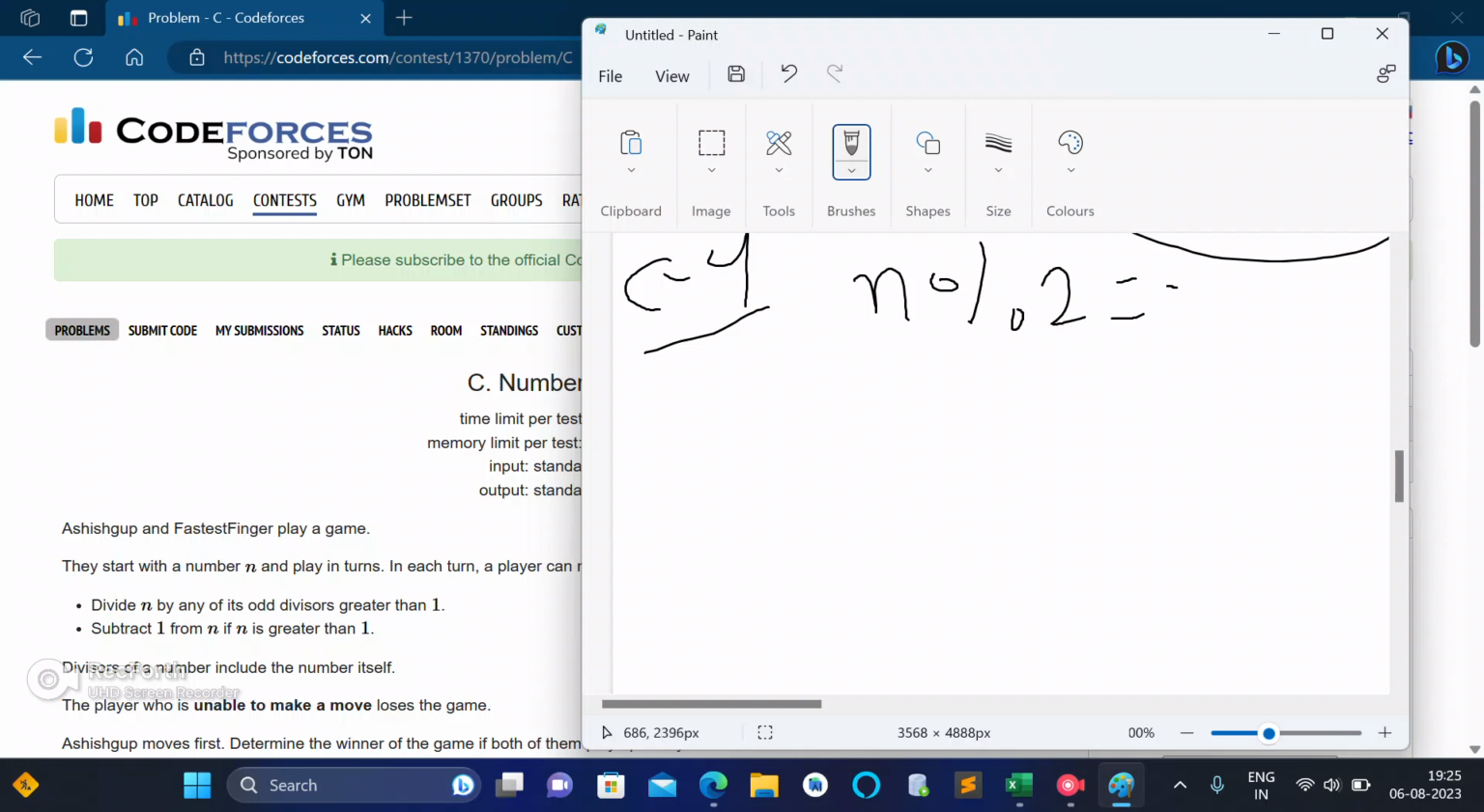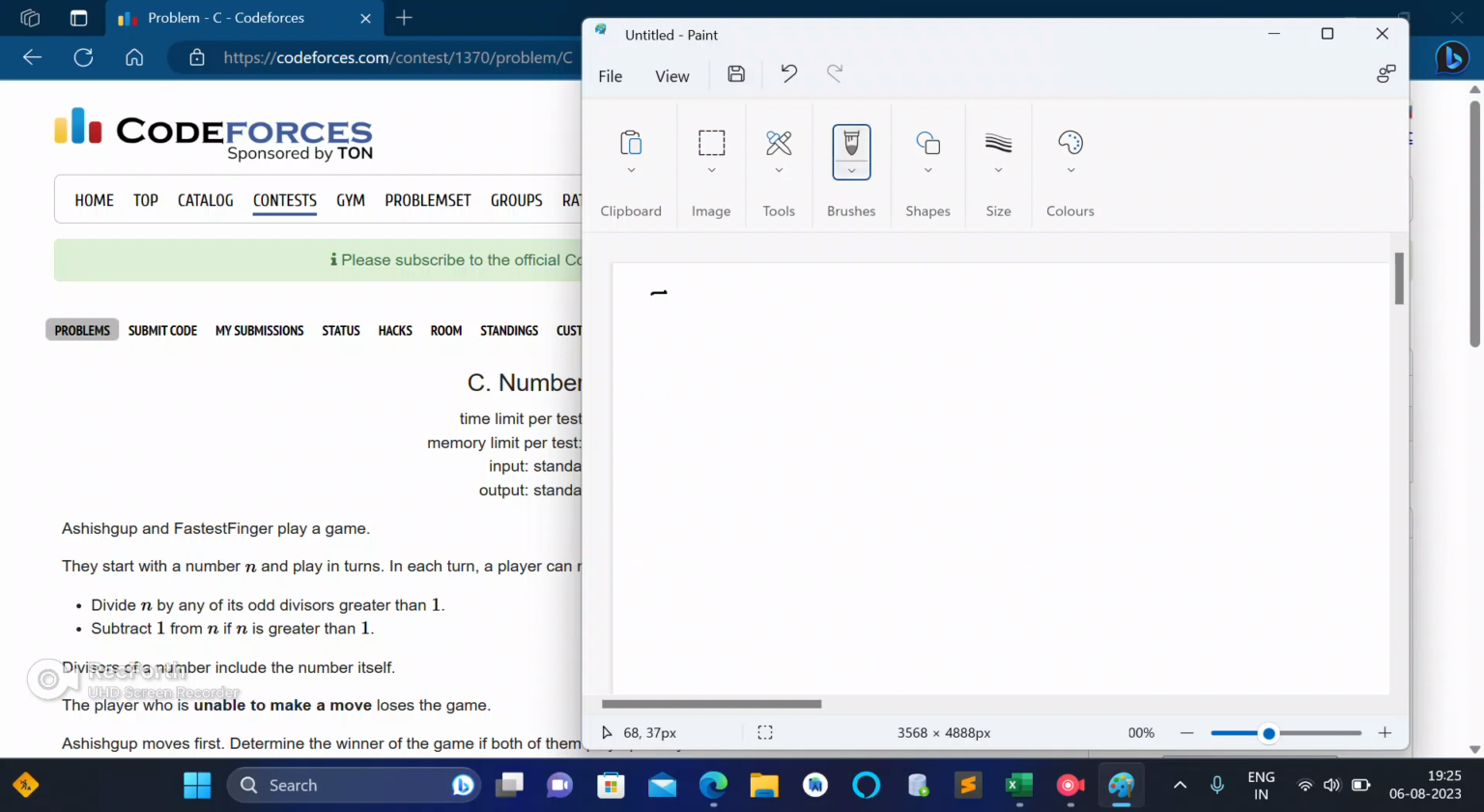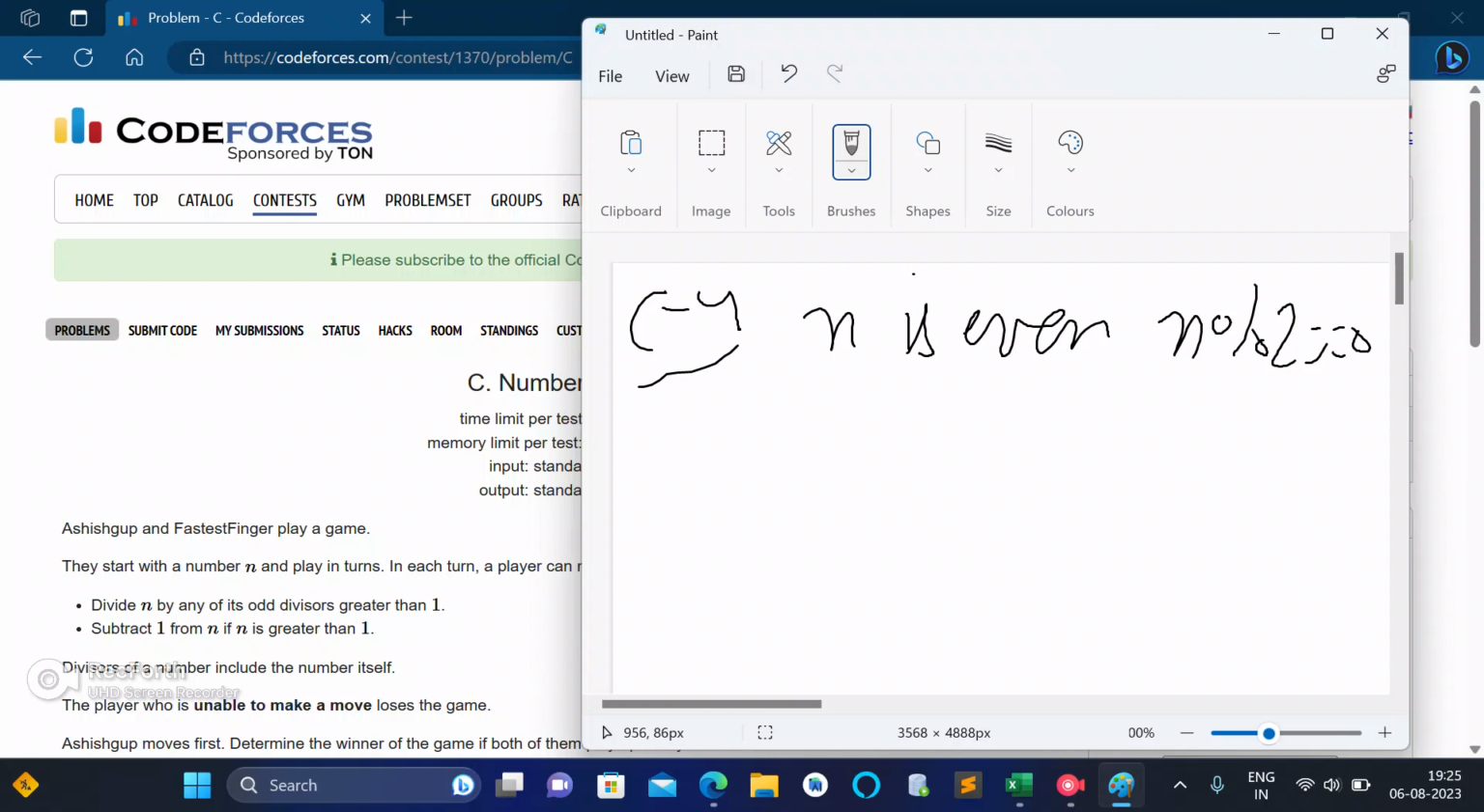When n is even, n modulo 2 is equal to 0. Let me clear out some space. So this is our case number 4, when n is even. N is even means n modulo 2 is equal to 0. First let's understand how many types of even numbers there are.